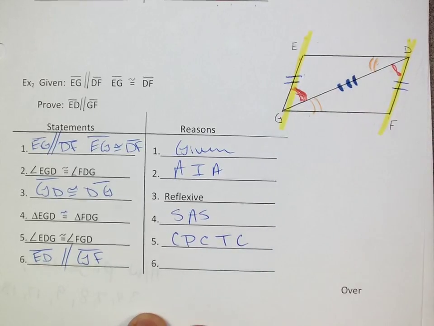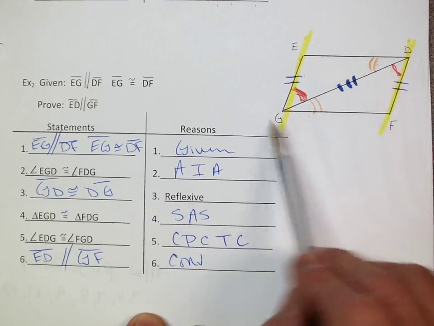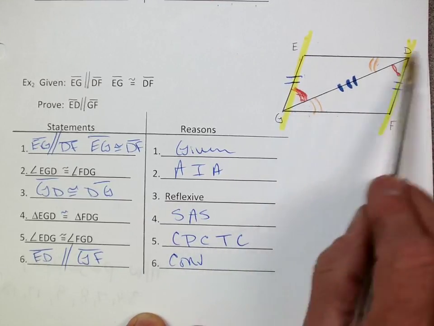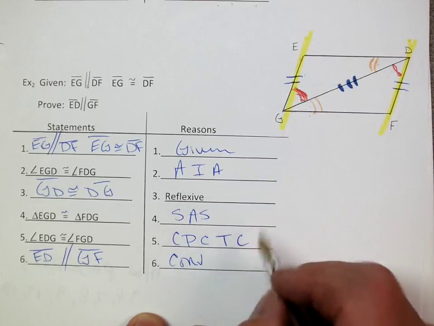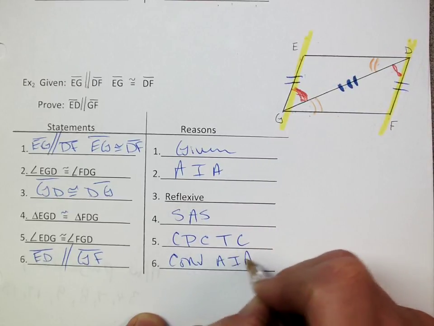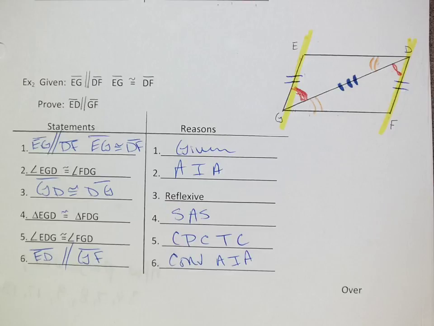And that was a converse. What are these angles? See the Z? Converse AIA. So if the alternate interior angles are congruent, it forces lines to be parallel. Does that make sense? Okay. Capiche? Thumbs up. Sideways. Down. Okay, good. Great. Turn the page.